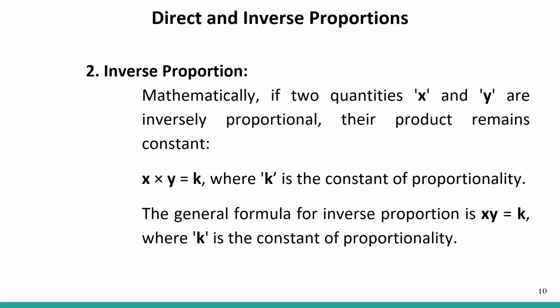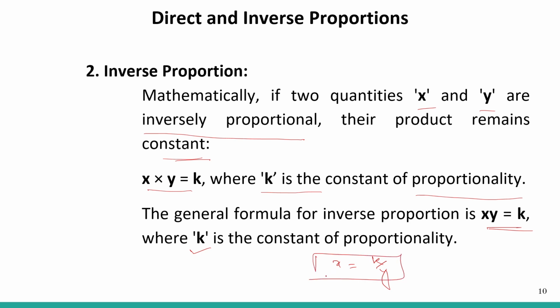So mathematically, if two quantities like x and y are inversely proportional, then their product remains constant. Okay, so if xy is equal to k, where k is the constant of proportionality, then the general formula for the inverse proportion is xy is equal to k, where k is the constant of proportionality. Okay, so we can also write that x is equal to k by y. So this kind of relationship between them is being followed.